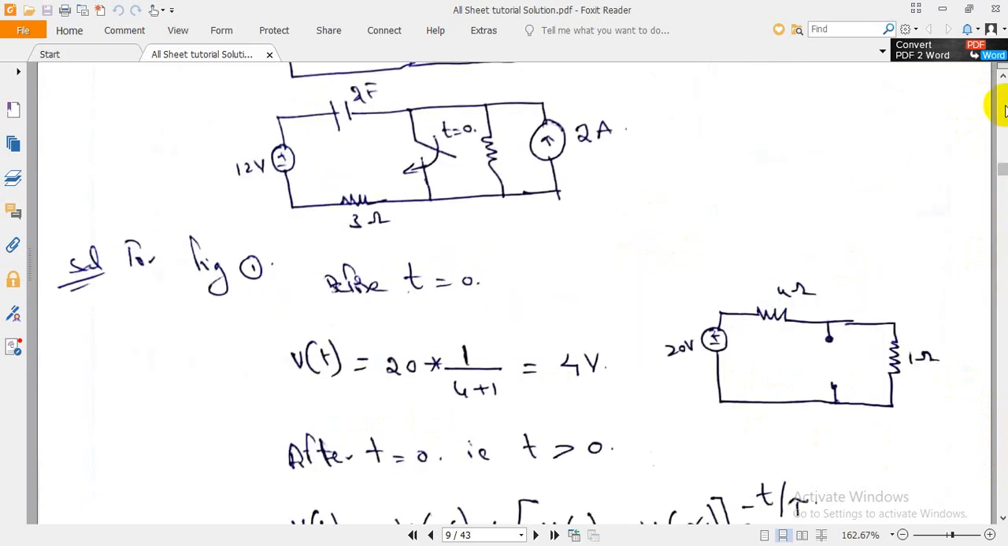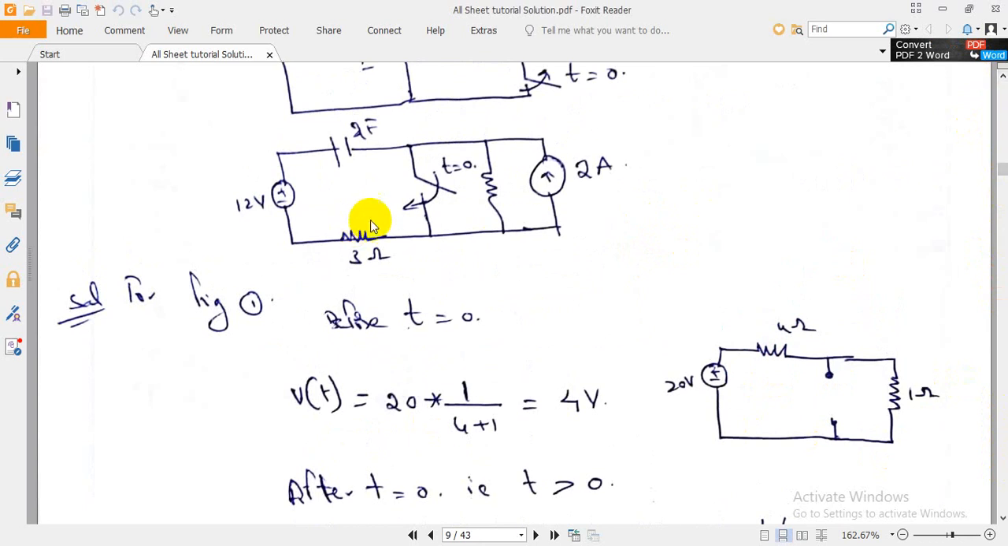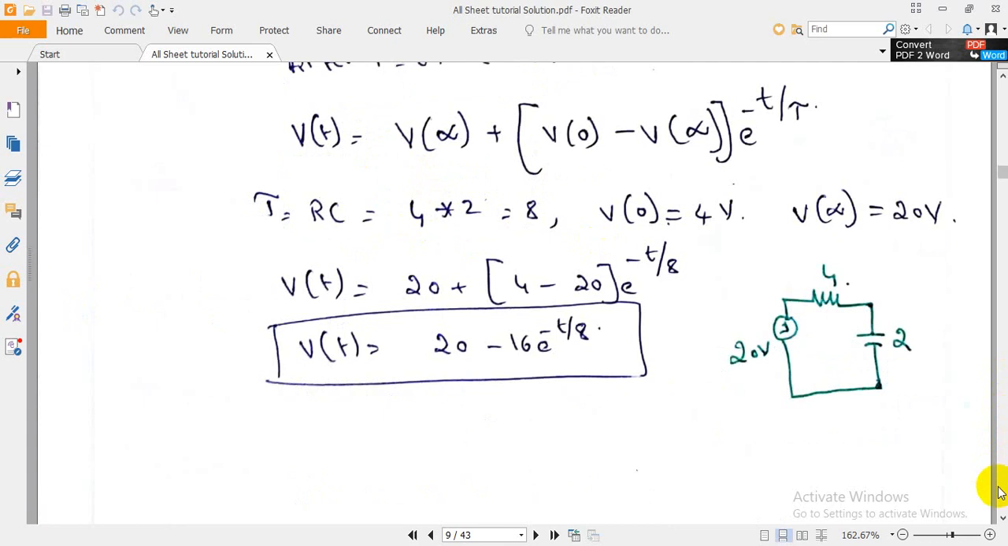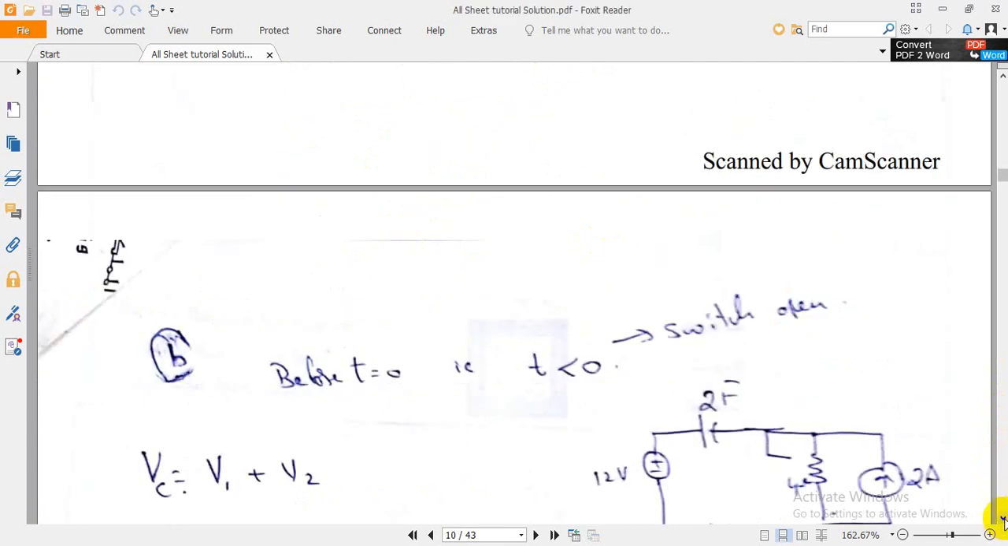Then coming to the next question, part B. Here you can see the switch is closed at t equal to 0. That means for t less than 0, the switch was open. You need to understand this. When the switch is open, find out V of 0. Here is the solution for this.